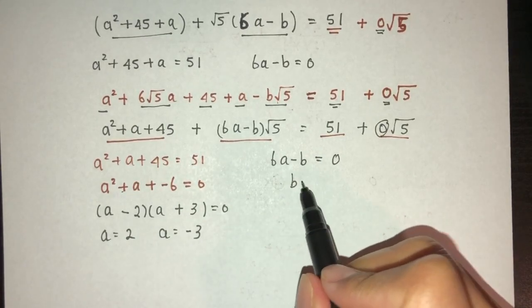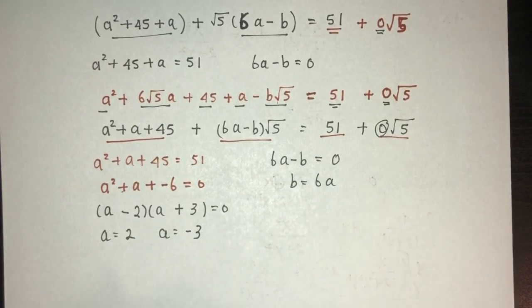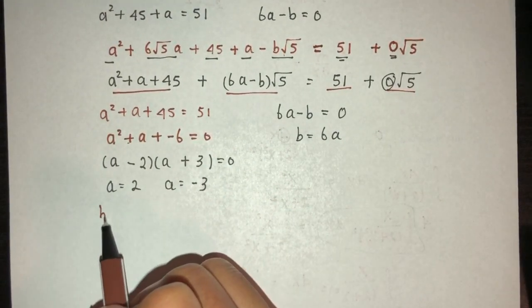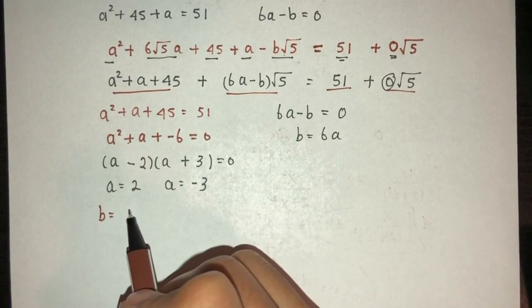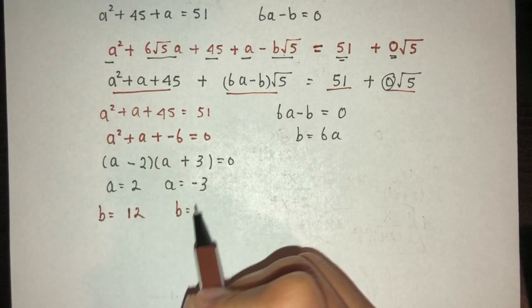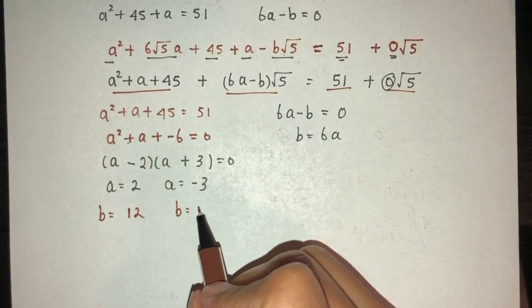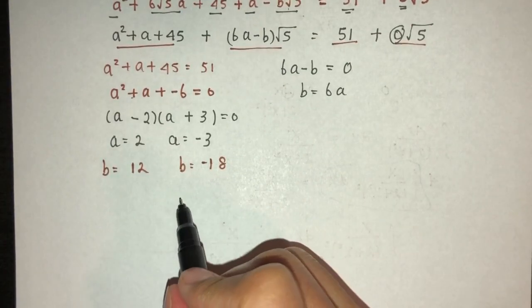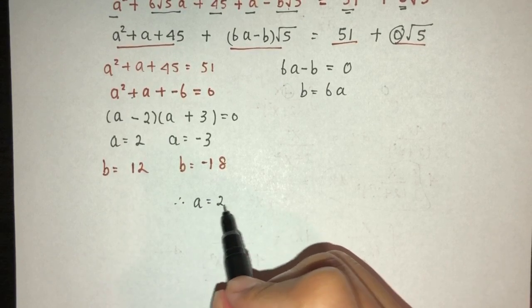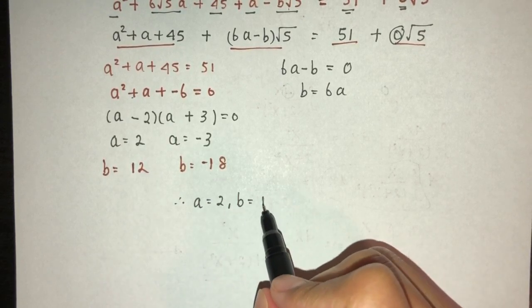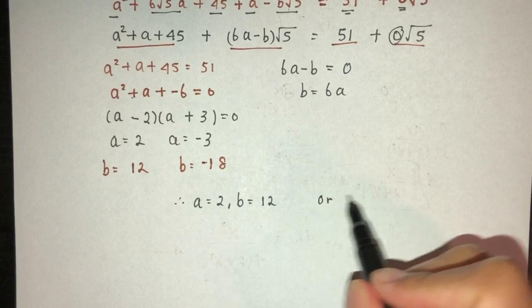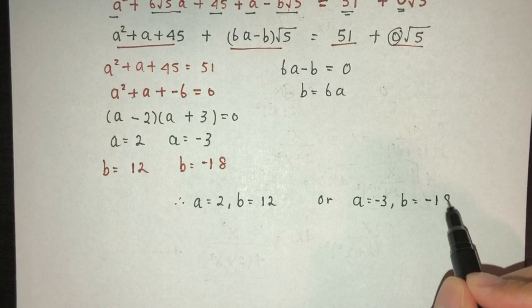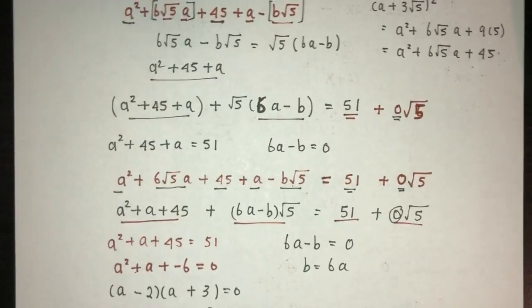Now b is equal to 6a. So let's find the corresponding values for b. So when a is equal to 2, the value of b is what? 6 times 2, that will be 12. And when a is equal to minus 3, 6 times minus 3, that will be minus 18. So let's write this down. The possible values of a, so first, when a is equal to 2, the value of b is equal to 12. Or you can say, when a is equal to minus 3, b is equal to minus 18. That will be your answer for question number 9.